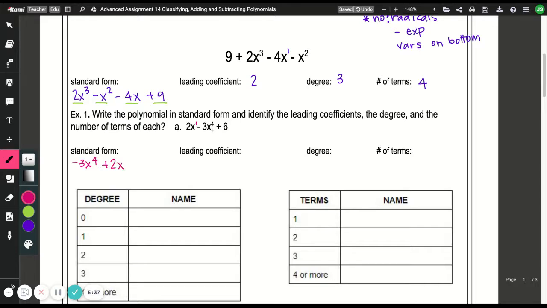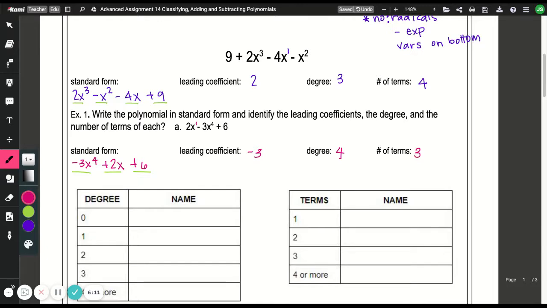And then the 6 that doesn't have a variable is last. So the leading coefficient, after we've put it into standard form, the very first coefficient, the leading one, leading means like in front, right? The number in front is negative 3. The degree of this, the largest exponent, is 4. And this has 1, 2, 3 terms. So there are 3 terms.